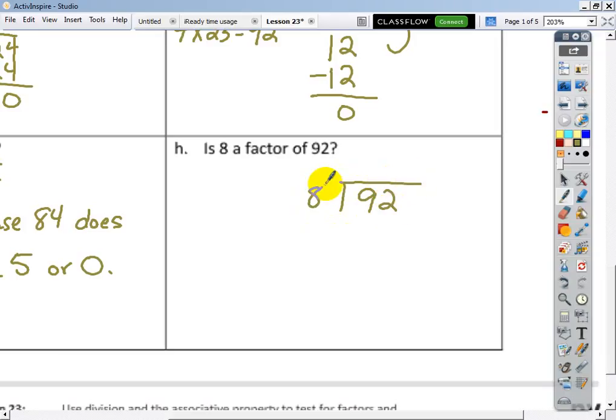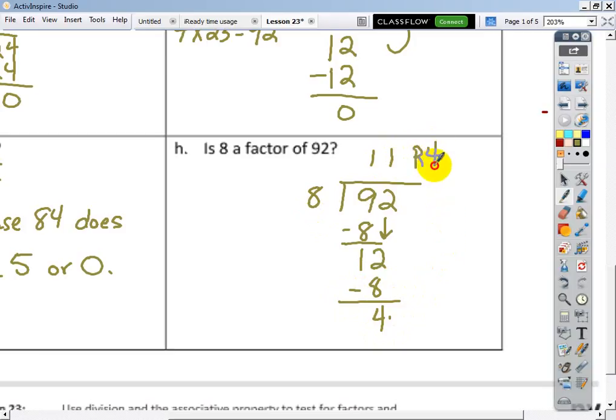8 goes into 9 1 time. Okay. That's cool. That's 8. Subtract. I got 1. Arrow to come down. That 1 is smaller than 8, so I'm good. So I got 12 here. Does 8 go into 12? Well, no, it goes in there just 1 time. Uh-oh, here we go. Now we got 8. Oh, 12 minus 8 is 4. We got an 11, a remainder 4.